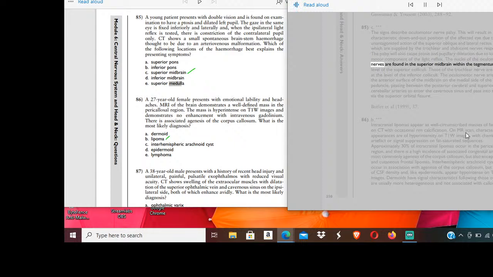The nuclei of the oculomotor nerves are found in the superior midbrain within the tegmentum, at the level of the superior colliculi. Those of the trochlear nerve are situated at the level of the inferior colliculi. The oculomotor nerve arises from the anterior surface of the midbrain on the medial side of the cerebral peduncle, passing between the posterior cerebral and superior cerebellar arteries to enter the cavernous sinus and pass into the orbit via the superior orbital fissure. Butler et al., 1999, 37.